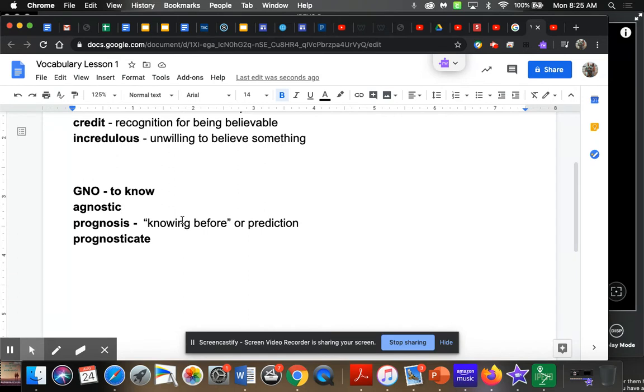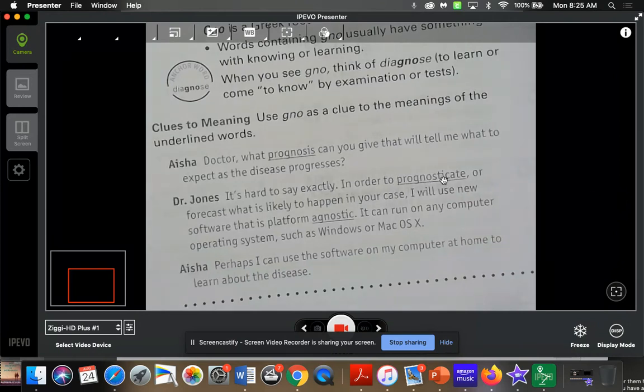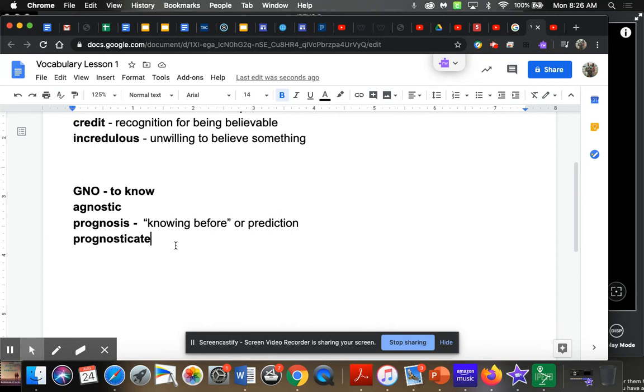The next one, it says it's hard to say exactly in order to prognosticate or forecast what is going to happen, right? So if I'm going to forecast something, when I forecast the weather, what am I doing? Blake? Yeah, you're making a prediction. So a prognosis is a noun, the prediction. Prognosticate is the verb version of it, I am prognosticating. So prognosticate means to make a prediction or to know ahead of time. And I'll say this one is the verb, and we'll say this one is the noun.